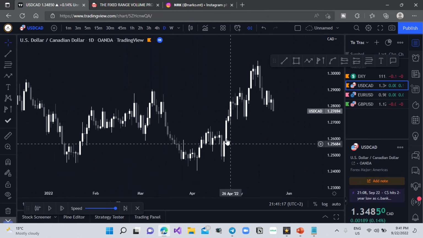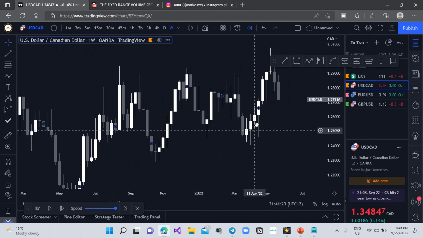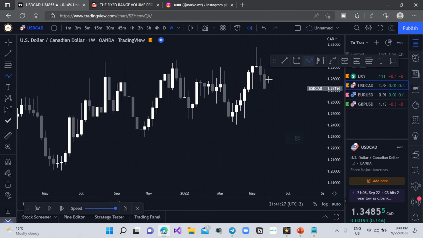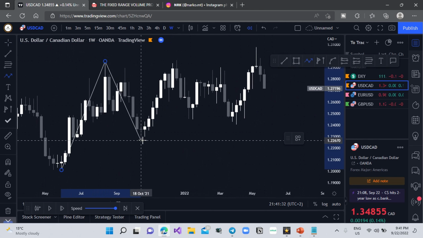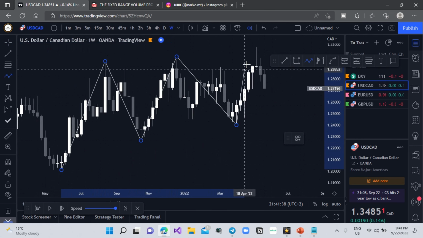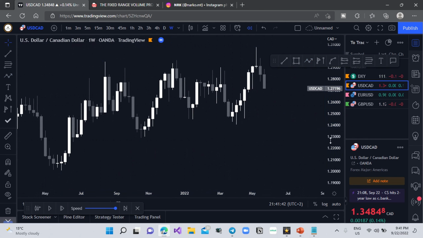As you guys can see here, we have USD CAD on the weekly chart. As you can see, ultimately USD CAD has been in a bullish trend, as it has been creating higher highs and respecting higher lows, creating higher highs and respecting higher lows, and creating higher highs, meaning that now we're in a confirmed bullish trend and we can start looking for our buying opportunities.